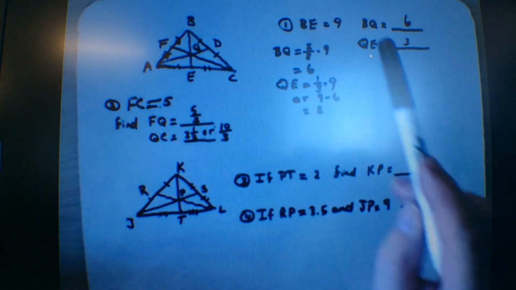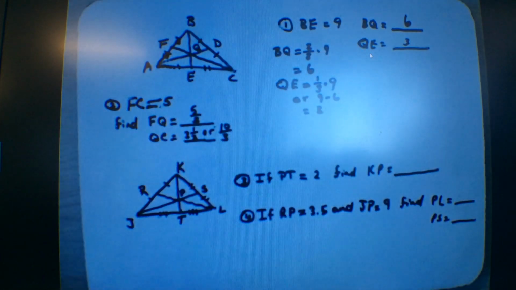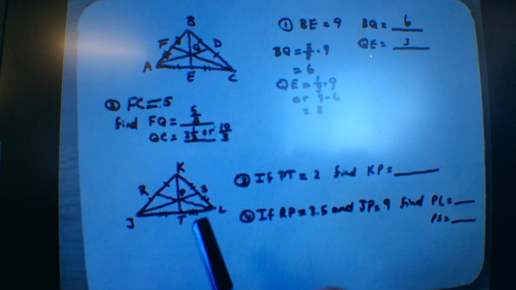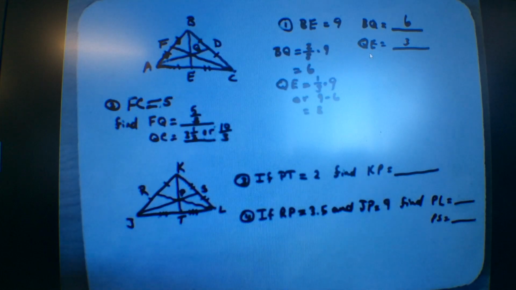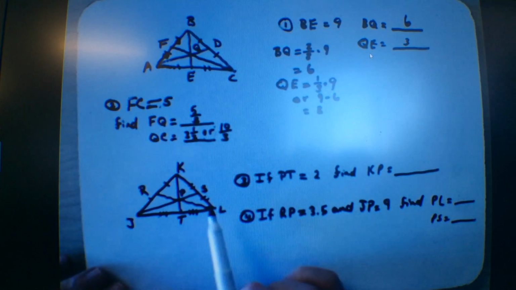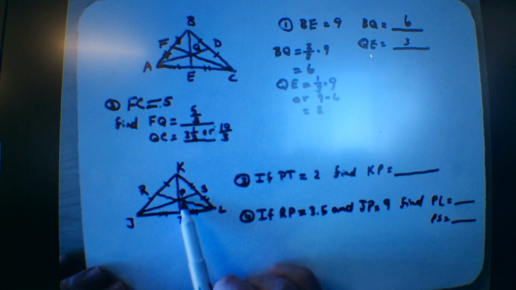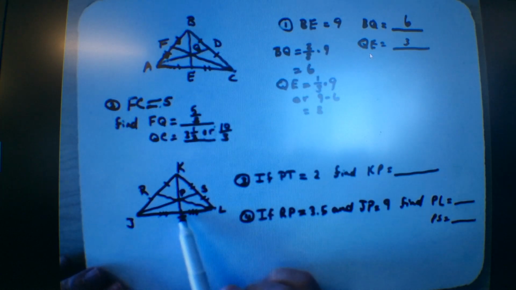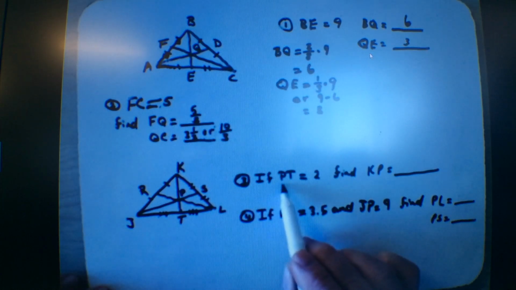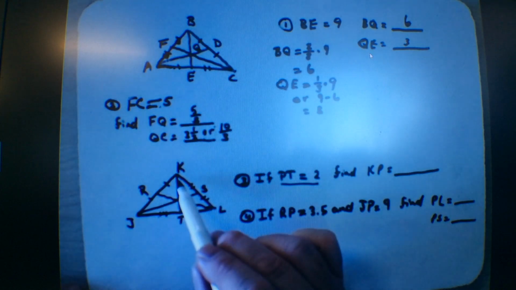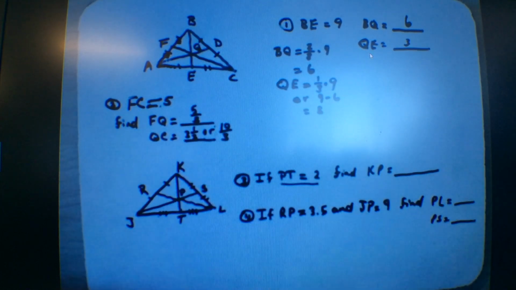You'll notice that on these 2 problems, I gave you the whole segment, right? And then I asked for the pieces parts. Okay? Now, what I'm going to do is I'm going to give you the pieces parts, and I want you to find the other piece part. Okay? So let's talk about this. PT is 2, right? Right here. PT is 2, right? I want you to find this piece. Okay? How do you do that?